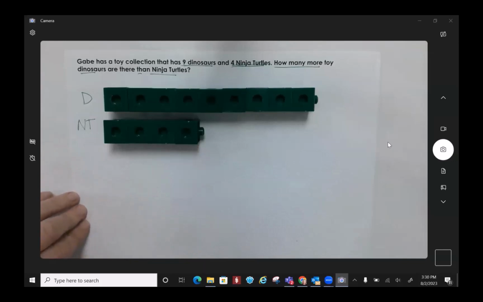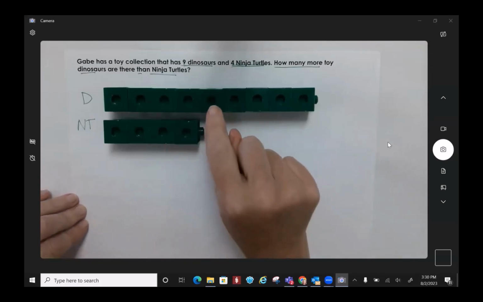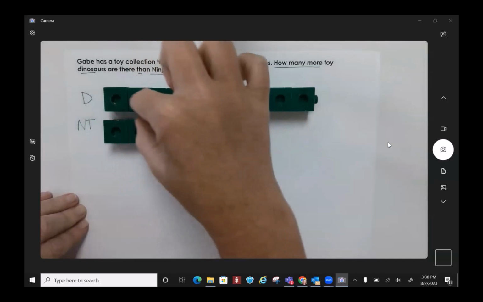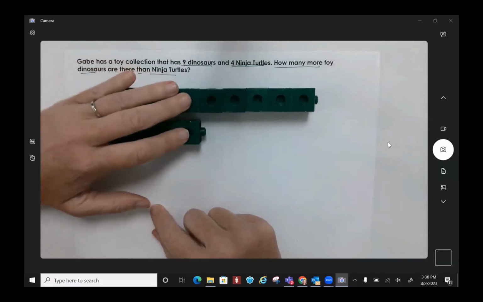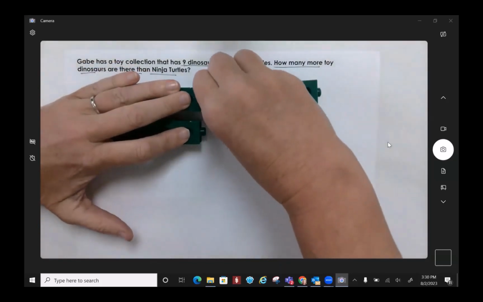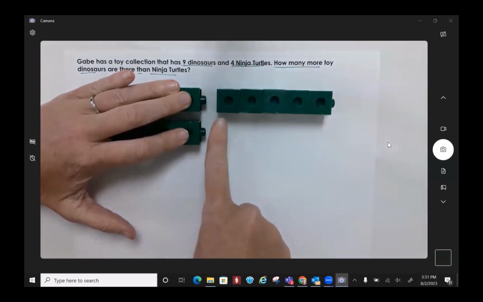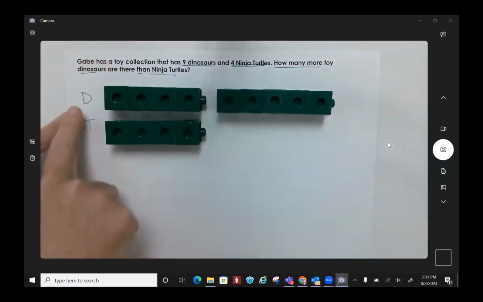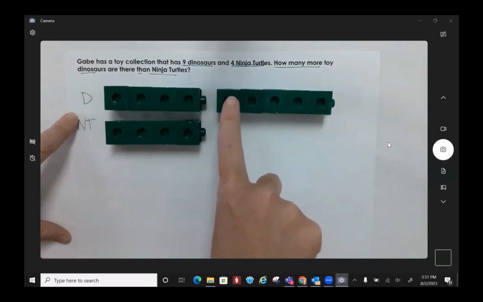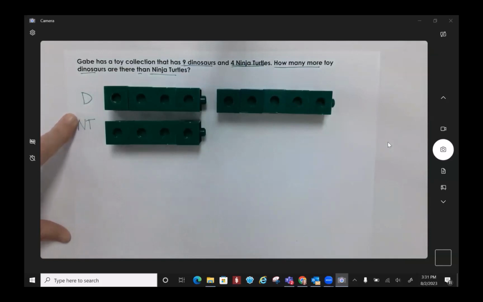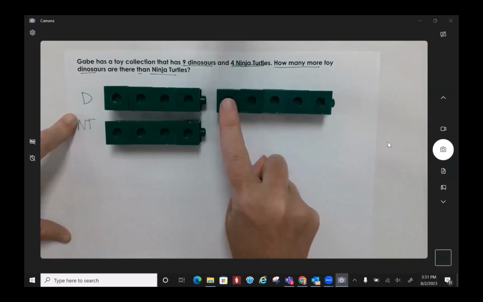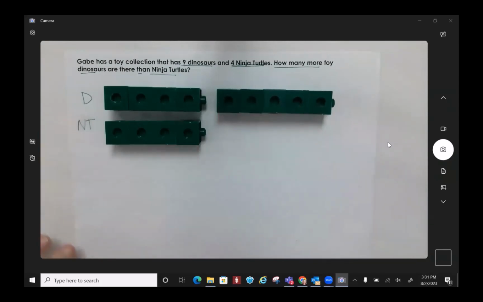Well, it's pretty easy to see how many more dinosaurs than Ninja Turtles Gabe has, because I can see that he has more, and I see that these pieces line up. So these are the same, these are the same, these are the same, these are the same. And I can break this piece off right here and see how many more dinosaurs, by our D, he has. He has 1, 2, 3, 4, 5 dinosaurs. And I can use my snap cubes to do that comparison and very quickly see that he has 5 more dinosaurs than Ninja Turtles.